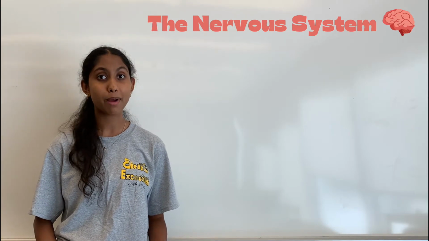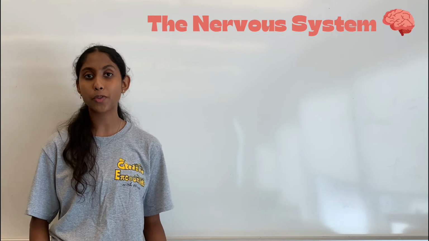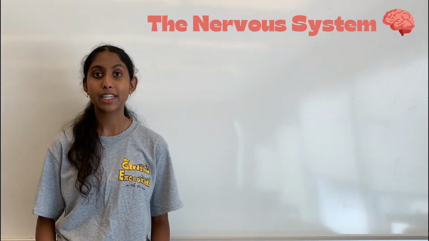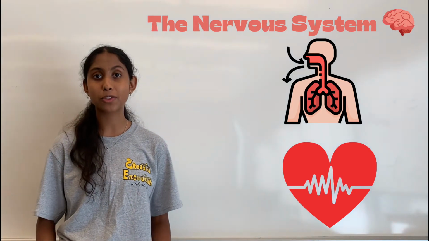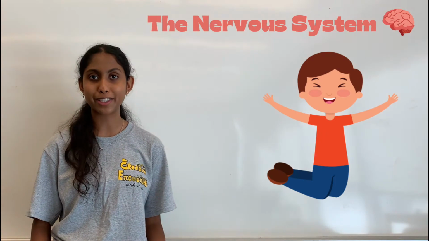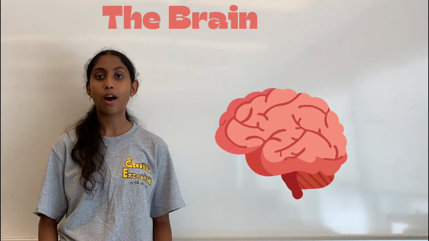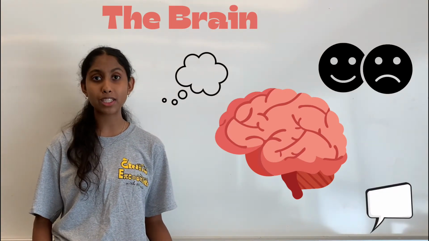Our nervous system helps us control all of our daily activities. It helps control things that happen automatically, such as our breathing rate and our heart rate. And it also helps control things that we have to think about in order to do, such as moving our muscles. A key part of our nervous system is our brain. Our brain helps us control the way we think and feel and how we talk and move.